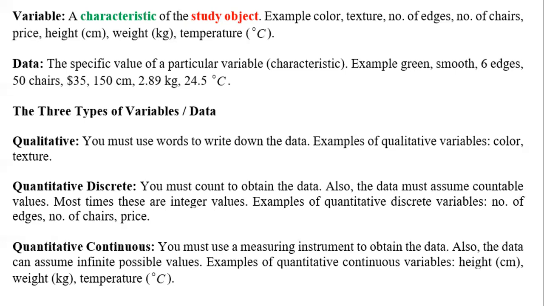So you got to measure. Once you have to measure, it's quantitative continuous. Once you have to count, it's quantitative discrete. And once you're using words, it's qualitative. And the data is a specific value, and the variable now is the characteristic of the study object.